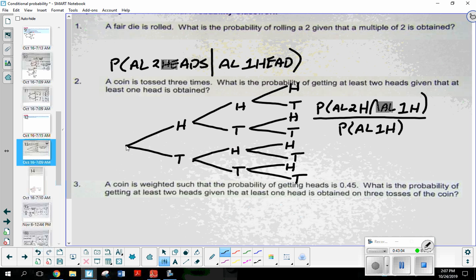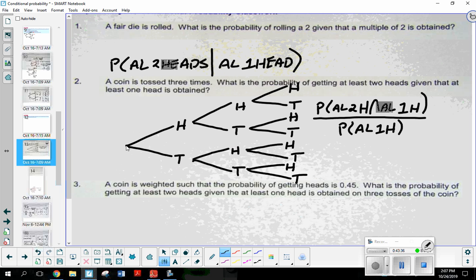So I'm looking for the intersection of getting at least 2 heads and at least 1 head. So which one should I really focus on in that particular statement? All the strands that have at least 1 or all the strands that have at least 2? At least 2. Because if you think about it, at least 1 encompasses the other. At least 2 is going to be a subgroup of the larger group. Because as long as you have at least 1, you're good to go, right? So I'm only looking for strands that have 2 or more heads.